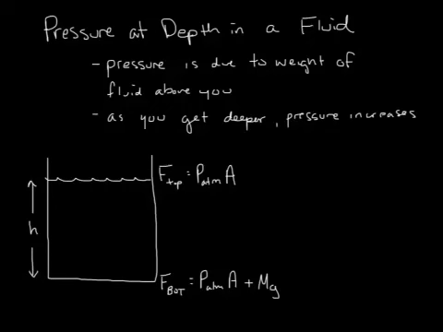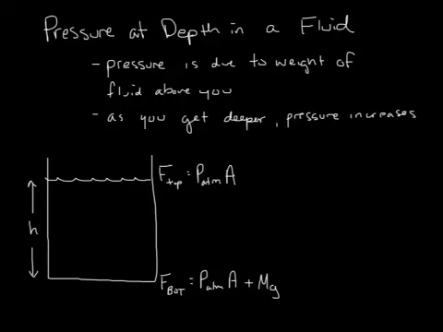And so if we look at a container of water, the force on the top of the liquid would just be the atmospheric pressure times the surface area of the top of that liquid. And then the force at the very bottom of the container would be the atmospheric pressure times the cross-sectional area of the container, plus the weight of all the fluid that's in the container as well. So the force on the bottom is going to be much bigger than the force on the top.